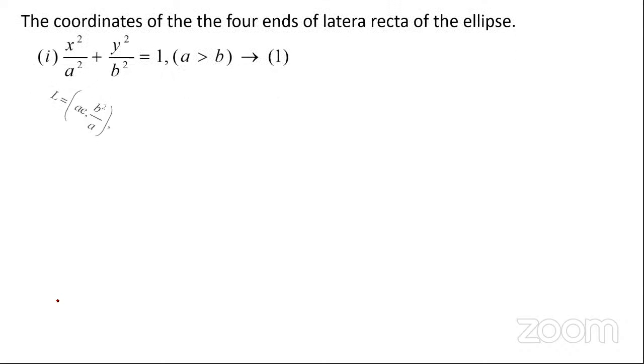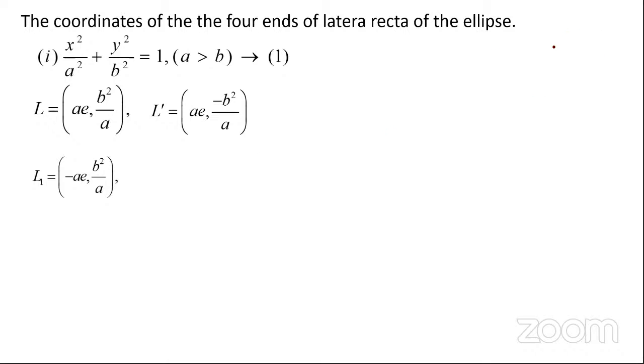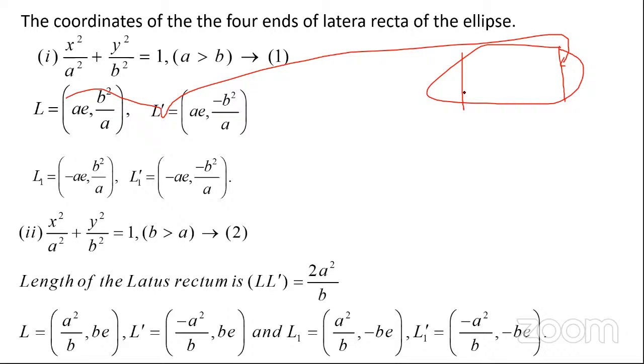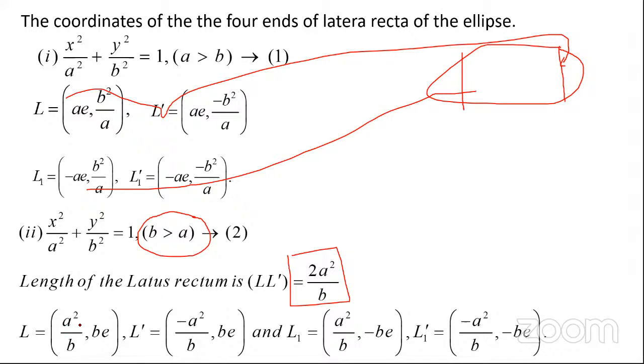So now the coordinates of the four ends of the latus rectum. If I take the focus S, the L value is ae comma b square by a. Similarly, the L dash value is ae comma minus b square by a. These two points are with respect to this focus. If b is greater than a, then we get these values, and you can prove this from the above theory. So as usual we get a square by b comma b for L, minus a square by b comma b for L dash, and similarly L1 is a square by b comma minus b, and L1 dash is minus a square by b comma minus b.